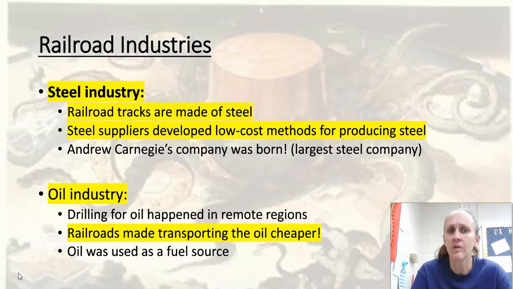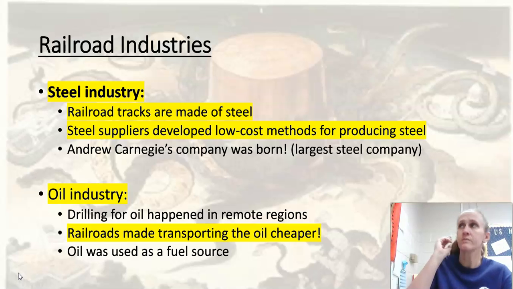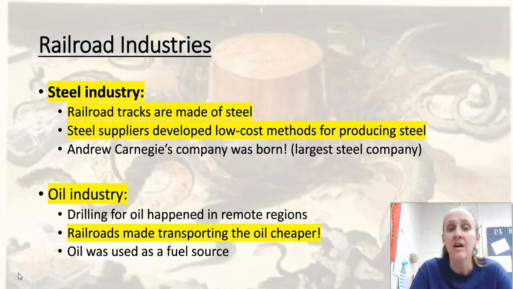The other way that the railroad affects industry is the oil industry specifically. When you drill for oil, you have to drill in remote regions because that's where a lot of the oil, or the fossil fuel, is located. How do you get the oil from where you drilled it out of the ground to the towns and the cities that are going to use it? Well, you have to transport it. Transporting it by wagon or cart is really not effective or efficient. It's not cost effective either. But railroads are going to make transporting the oil a lot cheaper.